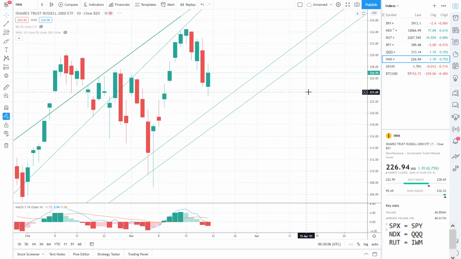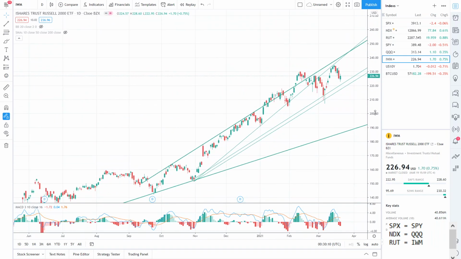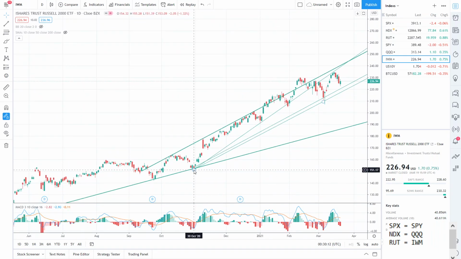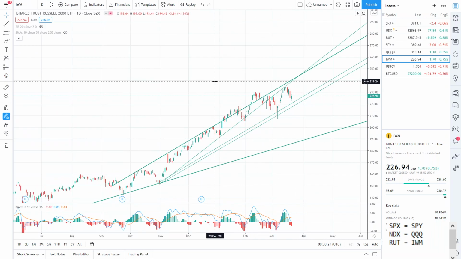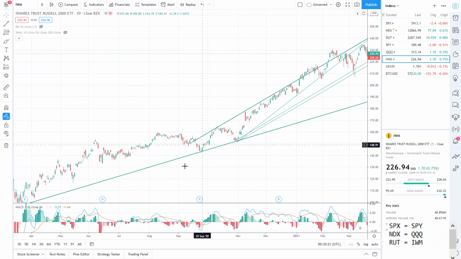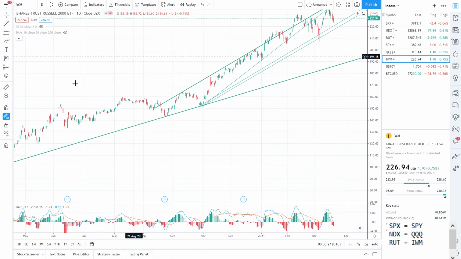Now let's look at the IWM. The IWM has made 2020 for me. I made so much money on the IWM. Thank God. That was beautiful, honestly. I love the IWM. I am in love with the IWM. I've been trading this sucker for a long time.